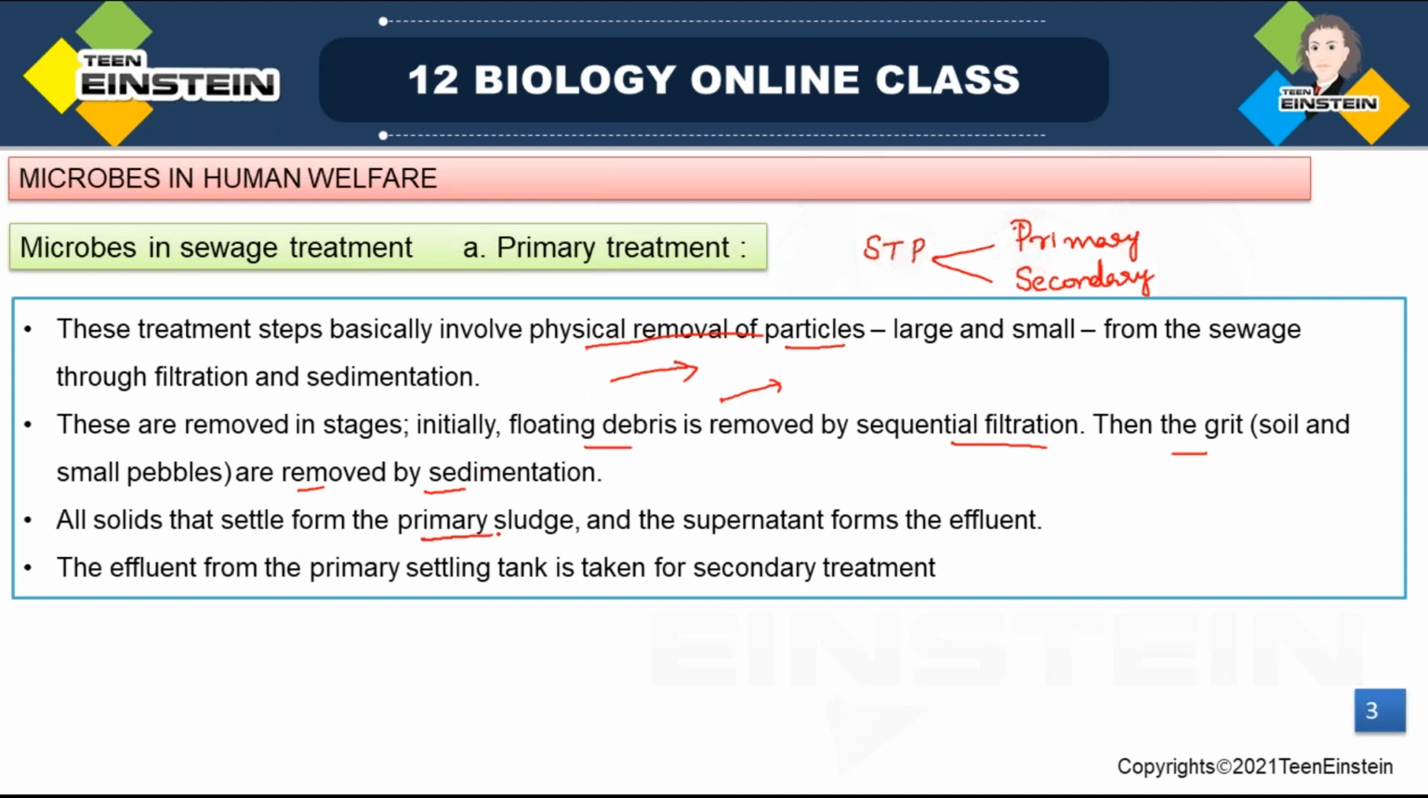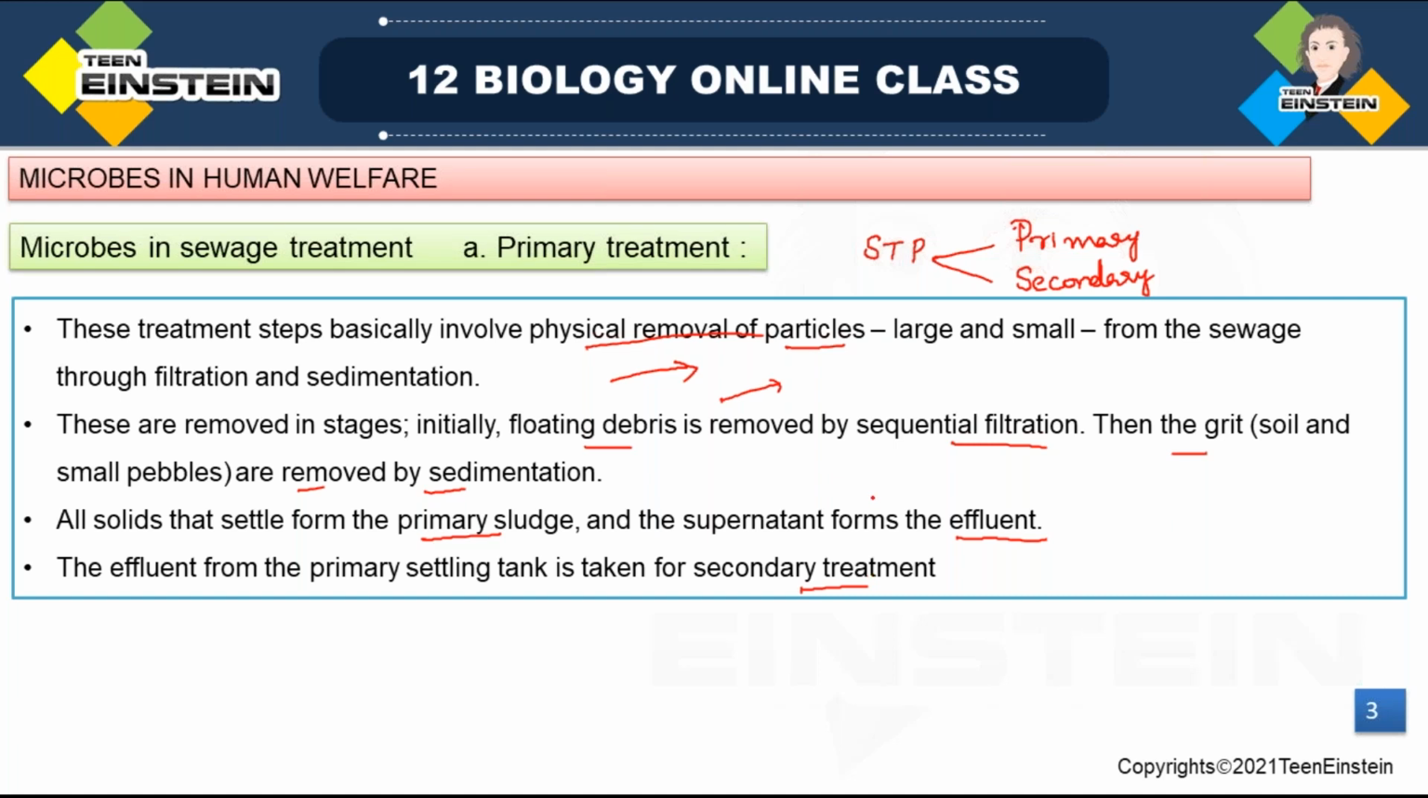So the primary sludge that will get formed means all the waste particles, the solids that settle. That forms the primary sludge. After removing all this through filtration in the primary stage, the supernatant that forms is the effluent. That effluent from the primary settling tank moves on for the secondary treatment.